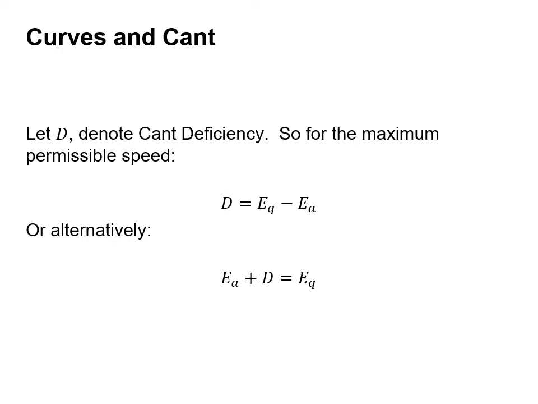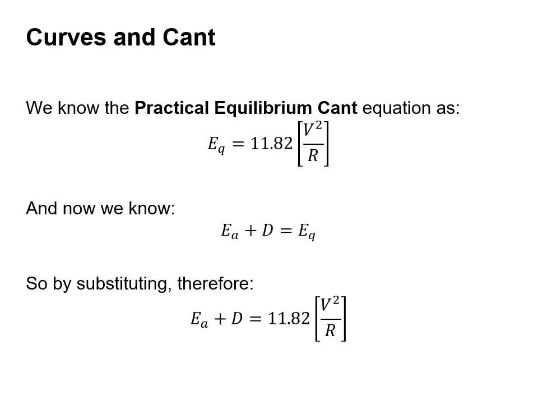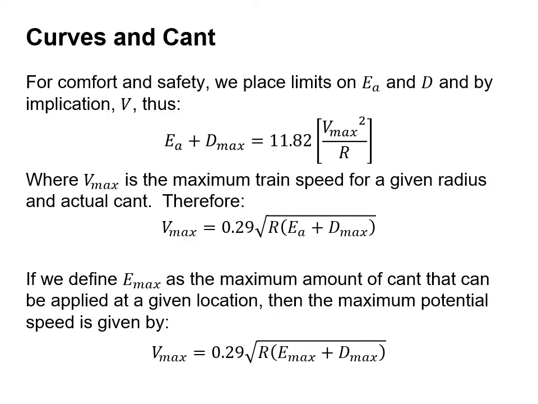So if we let D denote Cant deficiency, for the maximum permissible speed, the deficiency equals the equilibrium Cant minus the applied Cant. So we know the practical equilibrium Cant equation, so we can now drop in EQ is the applied Cant plus the Cant deficiency. So for comfort and safety, we place limits on the applied Cant and the Cant deficiency, and by implication, the speed. So if we define Emax as the maximum amount of Cant that can be applied at a given location, then the maximum potential speed is given by the equation shown, Vmax.